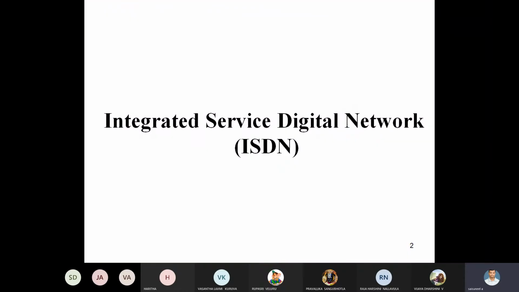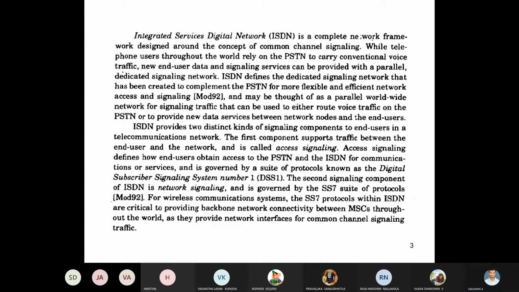Today's topic is Integrated Services Digital Network, that is ISDN. What is the use of this ISDN? The ISDN is a network which is used to transmit data and signaling to the end users with the existing PSTN network by using common channel signaling.